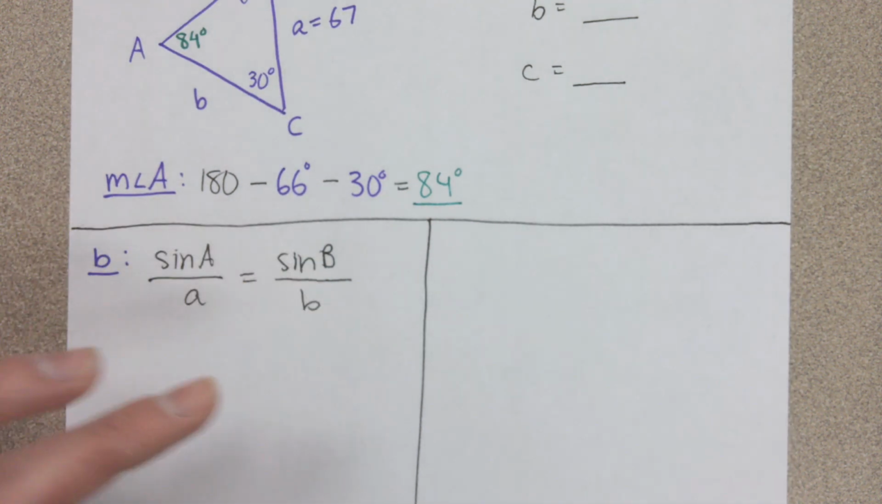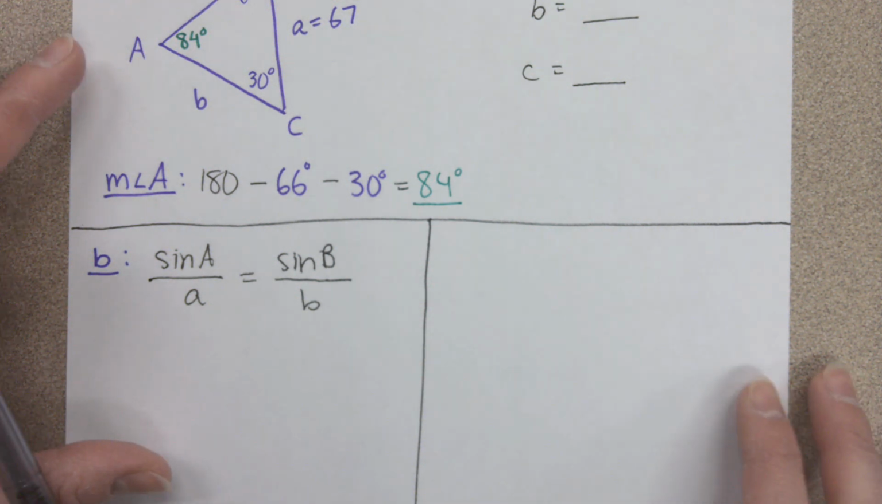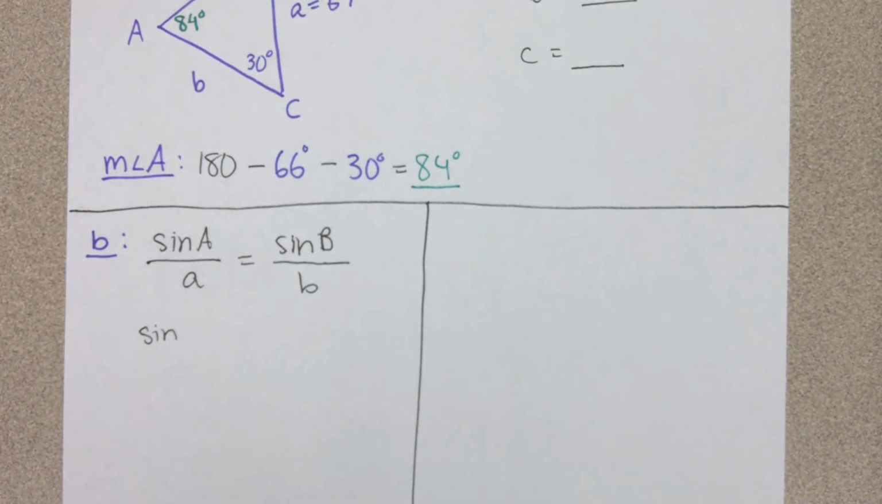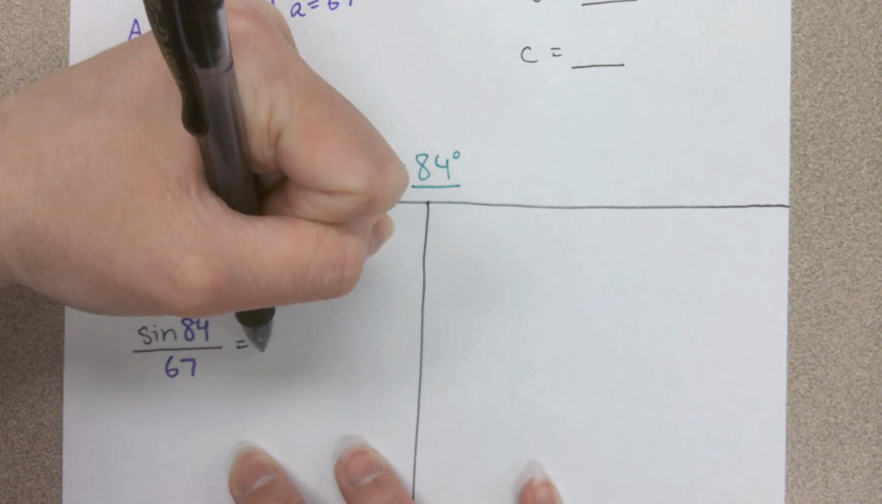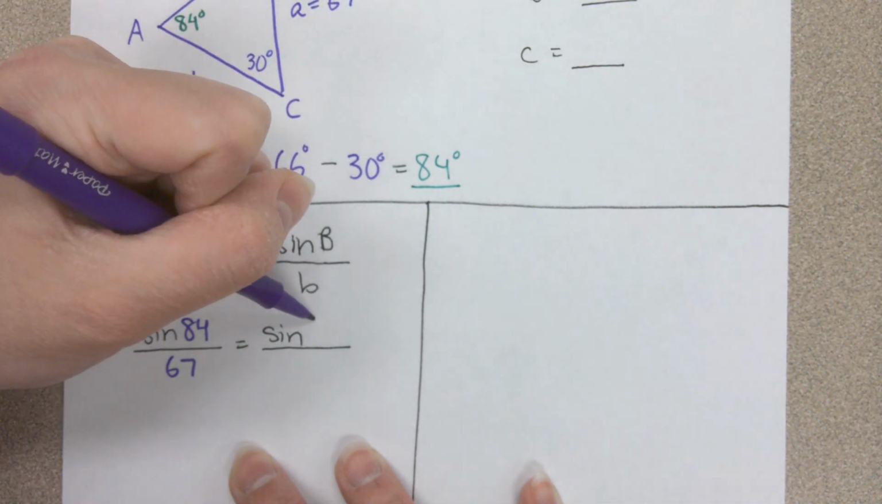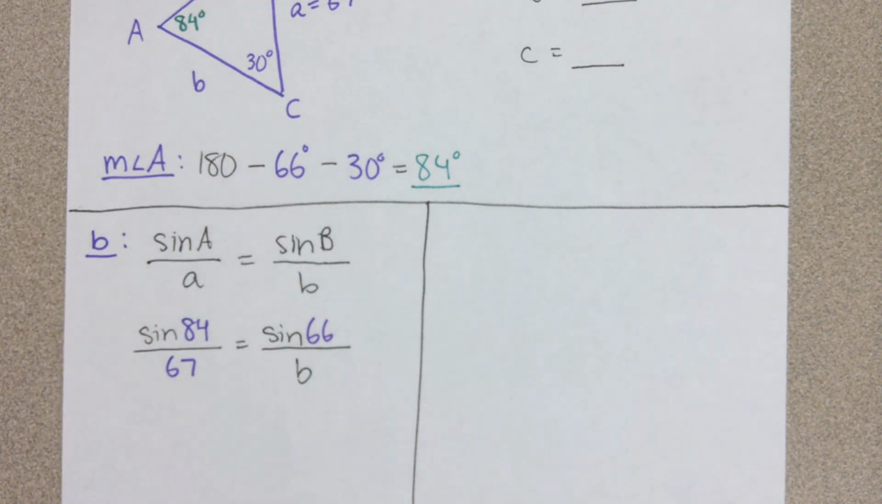And then next, we're going to fill in the numbers that we can. If you can't fill in 3 of these 4 numbers, you don't have enough information to use the law of sines. You'll have to try something else. We have sine of A is 84, over little a is 67, equals sine of B, angle B is 66. And then little b is what we're solving for, so that will just stay as little b.